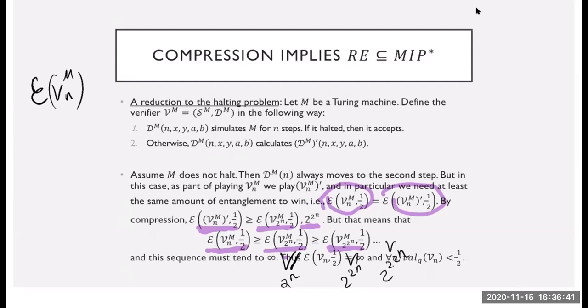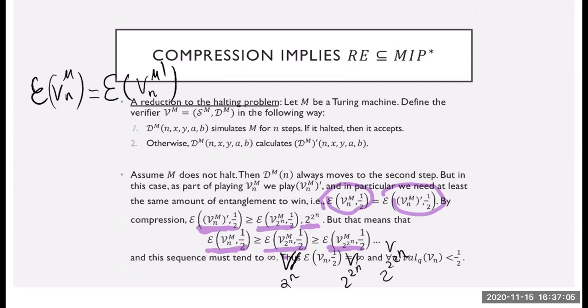You have E of V_n M, all with 1/2. So I'm dropping the 1/2. I claim now that this is equal because it just simulates the way we define this game. This just simulates the n-th game of the compressed verifier, right?